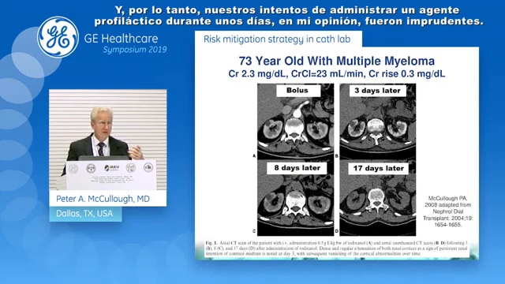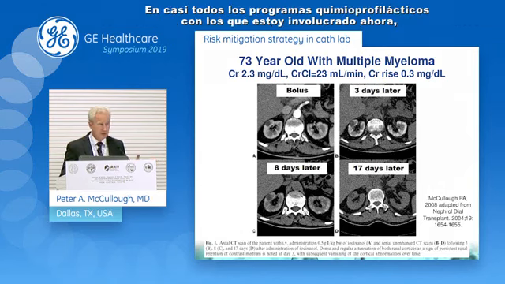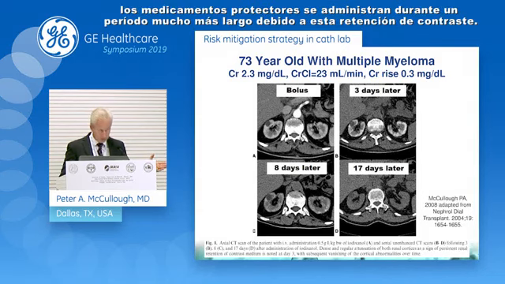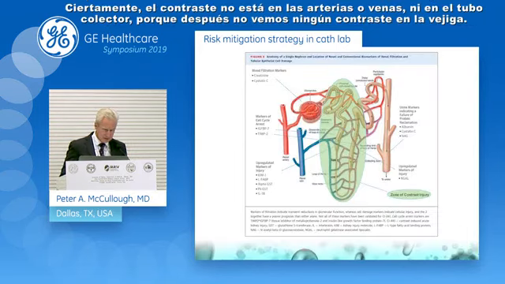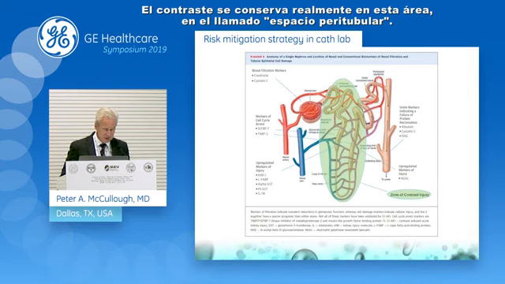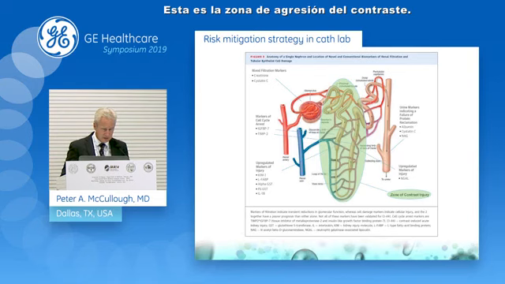And so our attempts at giving a prophylactic agent for a couple of days, in my view, have been foolhardy. And almost all the chemoprophylactic programs I'm involved with now, we're giving protective drugs over a much longer period of time because of this contrast retention issue. The contrast is pretty clearly not in the arterioles, and it's not in the venules, and it's not in the collecting duct, because we don't see contrast in the urinary bladder afterwards. The contrast is actually stuck in this area called the peritubular space. This is the zone of contrast injury.